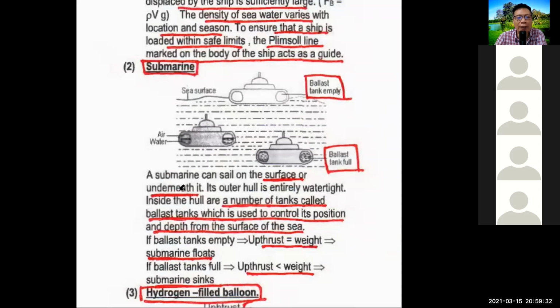A submarine can sail on the surface or underneath the water. Its outer hull, meaning the outside of the body here, is entirely watertight. Water cannot go in, waterproof. Inside the hull are a number of tanks, a lot of water tanks, we call them ballast tanks, which are used to control the position and depth from the surface of the sea. Highlight: if the ballast tank is empty, the ship is very light, so it will go up. Upthrust equals the weight, so it will float stationary. When a ballast tank is full, the upthrust is less because the weight is bigger. Full of water, so the weight is very, very heavy already. So the upthrust is now smaller than the weight, so it will sink. So remember, this is how the submarine works, float to sink using ballast tanks. Fill up the ballast tank with water, so it will sink. Empty the ballast tank to reduce the weight, then it will go up.